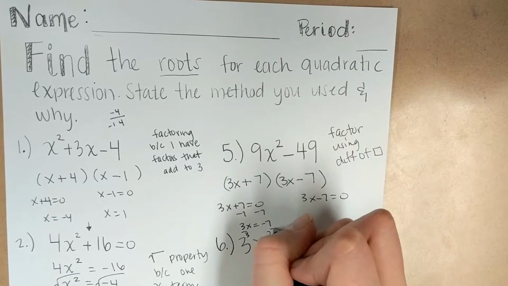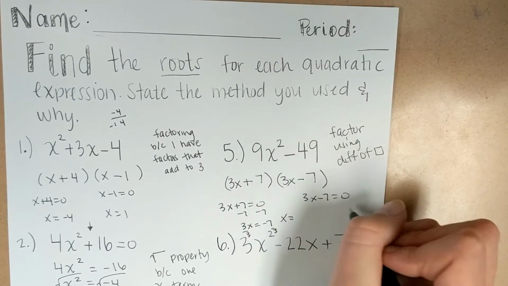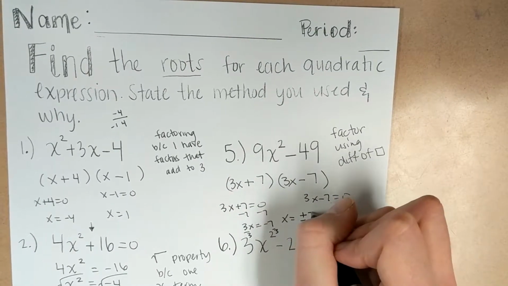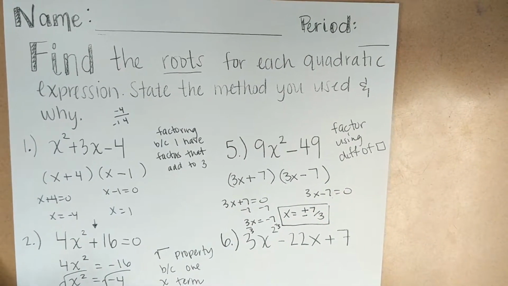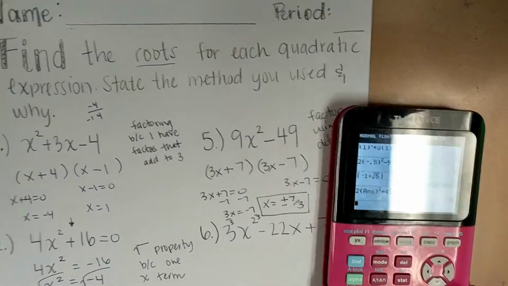And then divide by 3. So x equals, and I know this is going to be the same thing, but it's going to be the positive 7/3. You can always check your work.